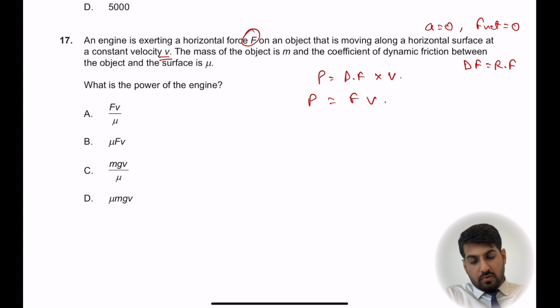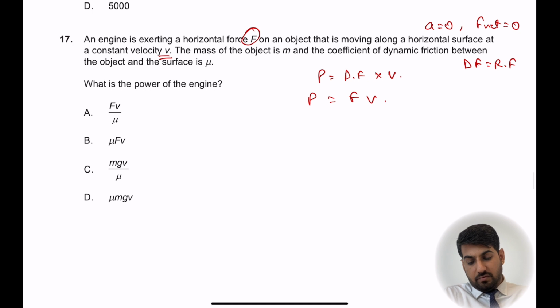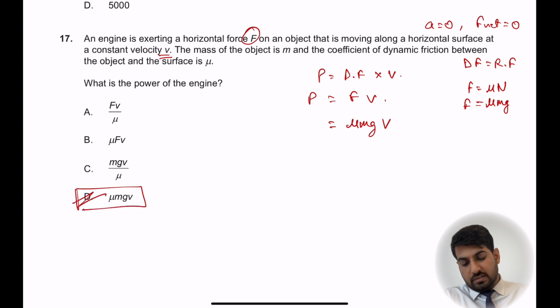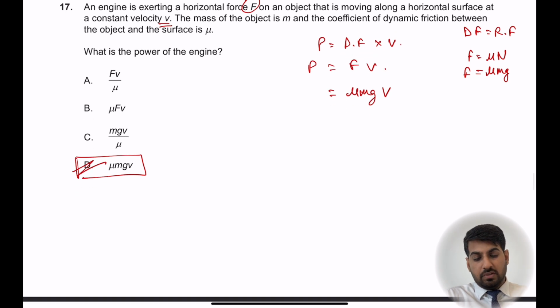The mass of the object is m and the coefficient of dynamic friction between the object and the surface is nu. F into V is not given in the options, right? So F is what? F is friction here, and friction is nu into N, and N is what? mg. So nu mg can be written as F, so I can write nu mg times V. Option D is the right answer. So you have to link what is given and what are the options and try to figure out what could be the best answer. If an option FV is given, then that also may be correct. But we know that this formula is given in your data booklet, so they will ask you in a different way.